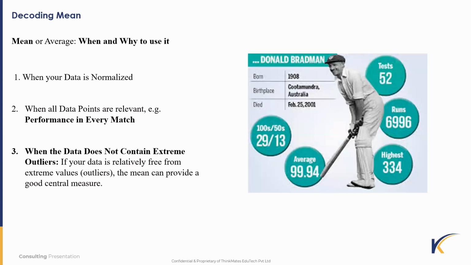If the data has extreme outliers, for example, I take 100 actors. Out of that, one actor is Shah Rukh Khan. 100 actors come for a screen test. I'm doing casting for my next web series. And out of the 100 actors, one of them turns out to be Shah Rukh Khan. Then I cannot measure the average performance of each actor.